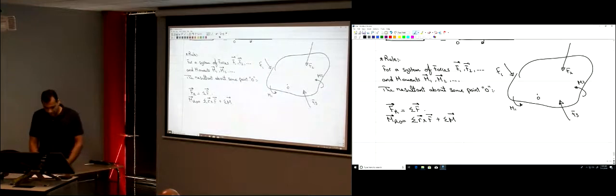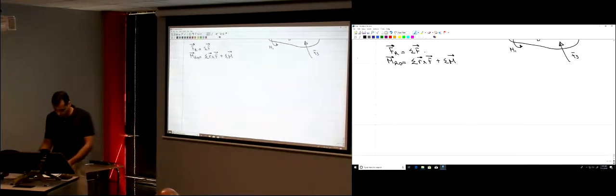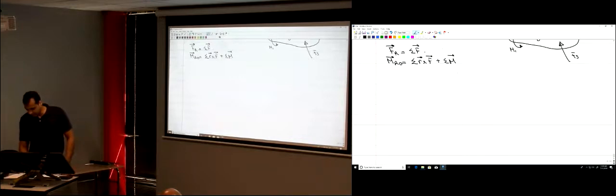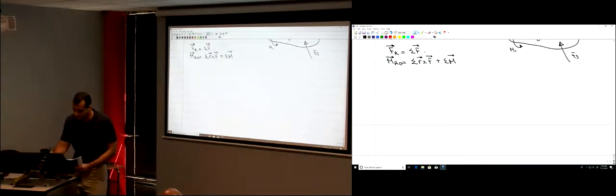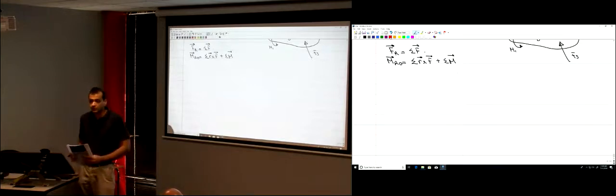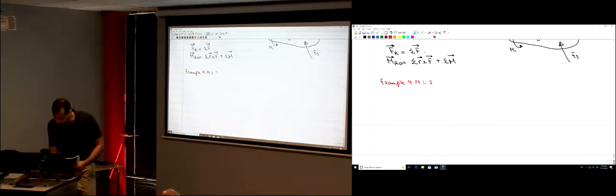So now, let's solve some problems. We have 4 problems to solve. So some 2D and some 3D problems that we are going to solve here about the resultant of a system of forces and couples. So example 4-14, this is a 2D problem.